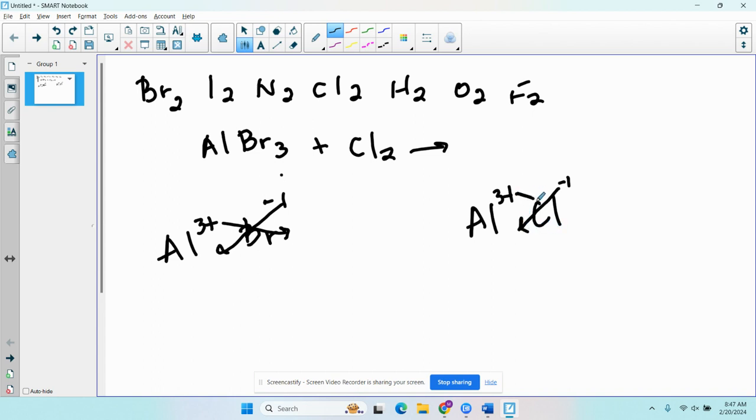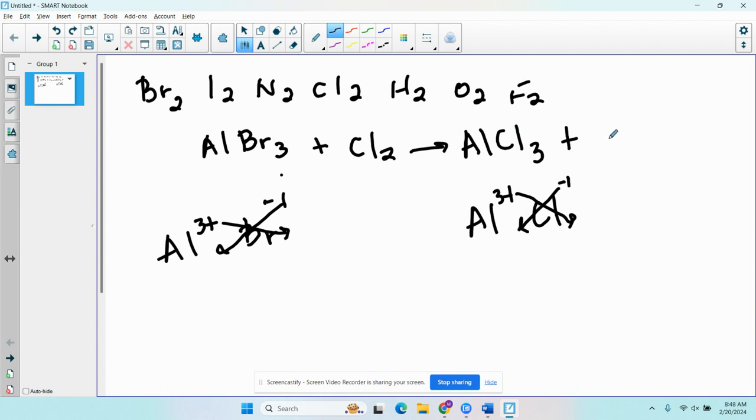I'm going to crisscross my charges here. So I need how many Al here? Just 1. How many Cl do I need? 3. Okay, again, notice I did not just bring the 2 over. The 2 is not needed when it's with aluminum. It was needed when it's by itself, but no longer is it by itself. Now it's with aluminum, so you have to look at aluminum's charge. So that's where AlCl3 came from.